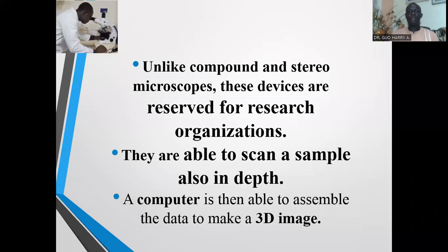The confocal scanning microscope is quite different from the stereo and compound light microscope. Unlike the compound and stereo microscope, these devices are reserved for research organizations. They have the capability to scan a sample in depth. A computer is then able to assemble the data to make a 3D image.